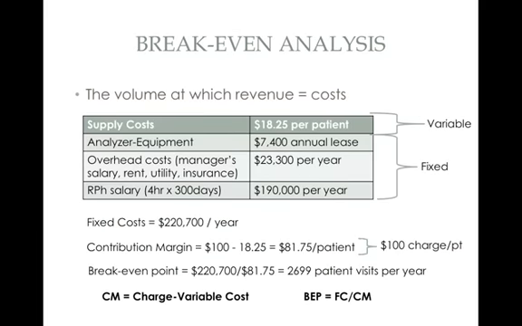So let's say I charge $100 to each patient. After subtracting costs specific to that patient, I have a contribution margin of $81.75. With my annual fixed cost being $220,000, I then divide that by my contribution margin per patient, and that tells me that I would need to see 2,699 patients per year, or 2.249 patients per hour, meaning I would need to spend less than 30 minutes per patient, which is feasible.